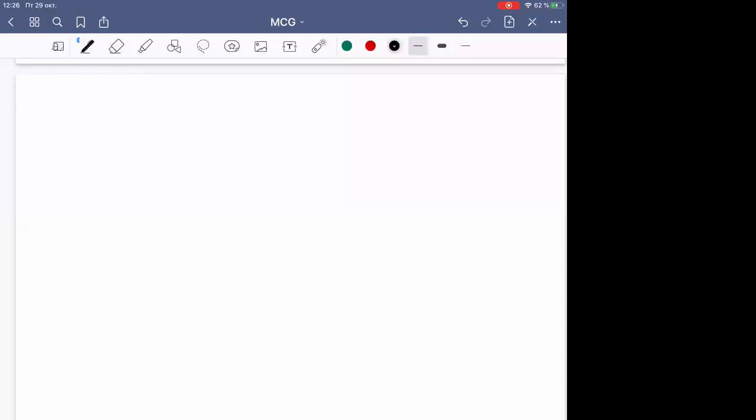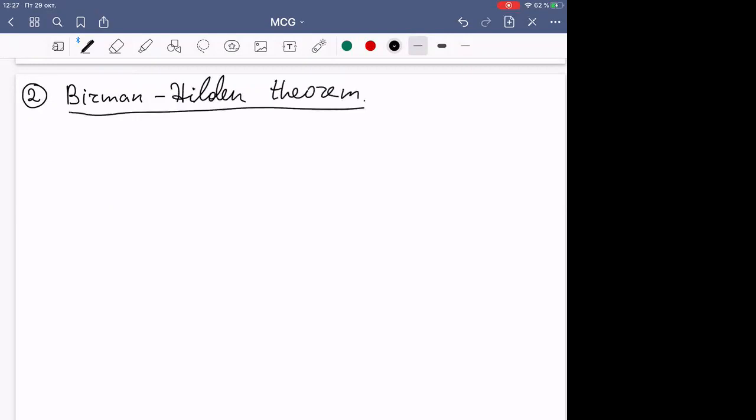So actually what I am going to discuss here today is the so-called Birman-Hilden theorem, which is a less trivial relation between mapping class groups and braid groups. And actually it starts from the following observation.